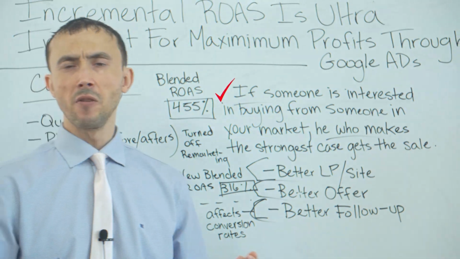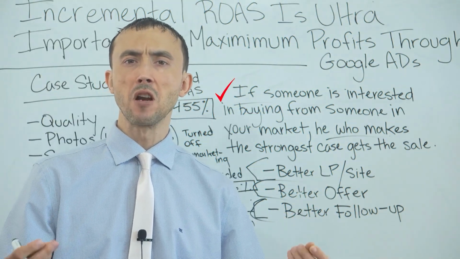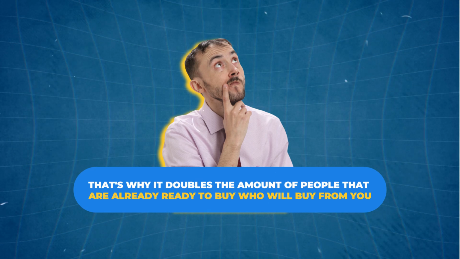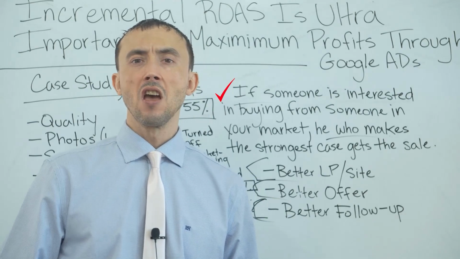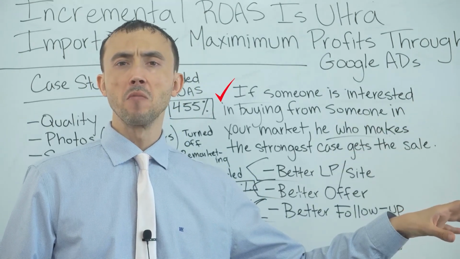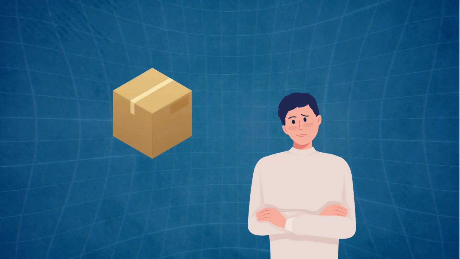All of this stuff contributes to whether or not people are going to buy from you or not. And that's why it doubles the amount of people that are already ready to buy who will buy from you. Just put yourself in the user's shoes. If you sold all that and the other people in the market that you're considering has none of it, who are you going to buy from?